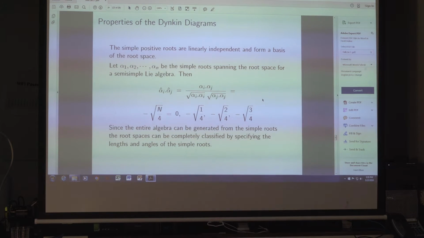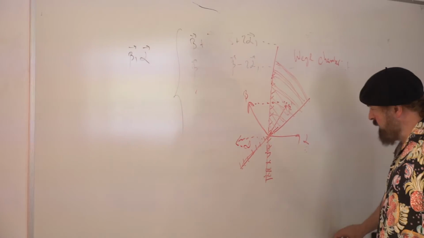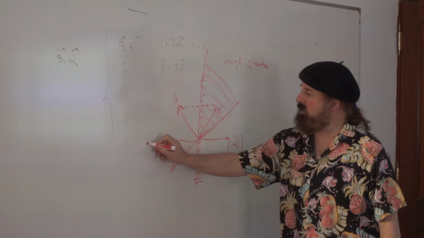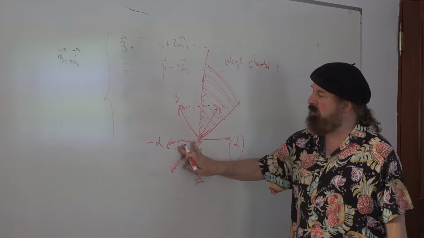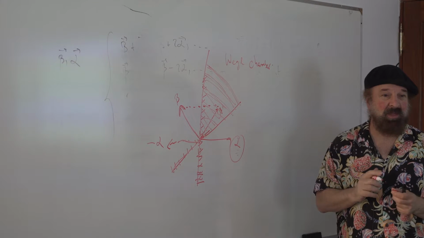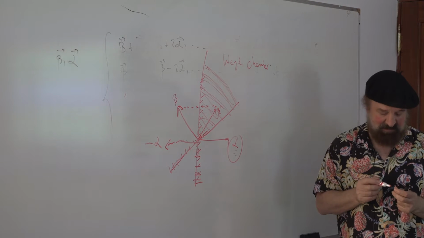Simple negative root? Can you give one? A simple negative root, in my case, will be here. This is the simple positive root. So minus alpha will be a simple negative root. So the negation of all simple positive roots gives the simple negative roots? Yes.